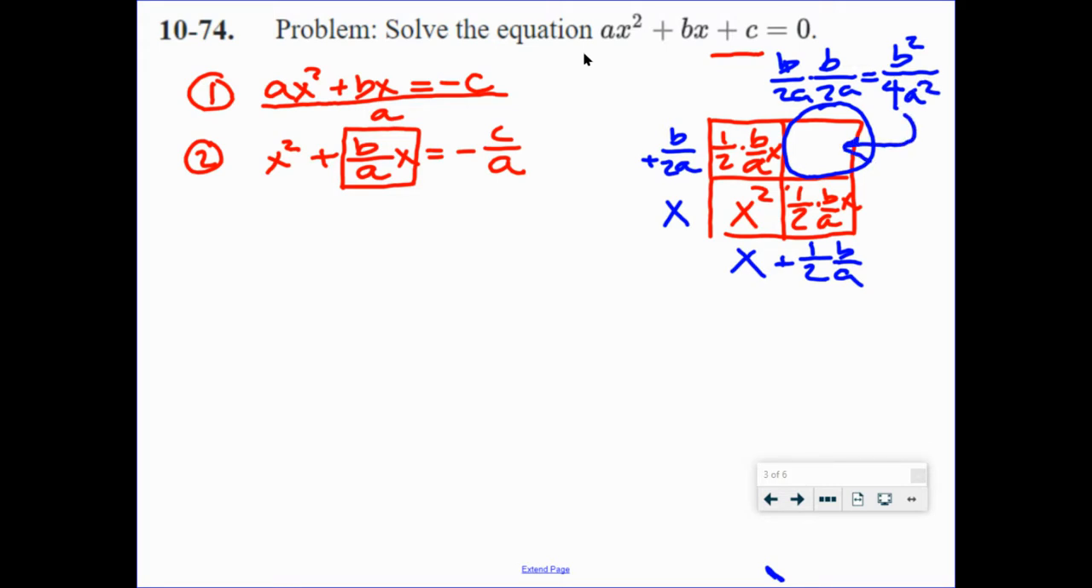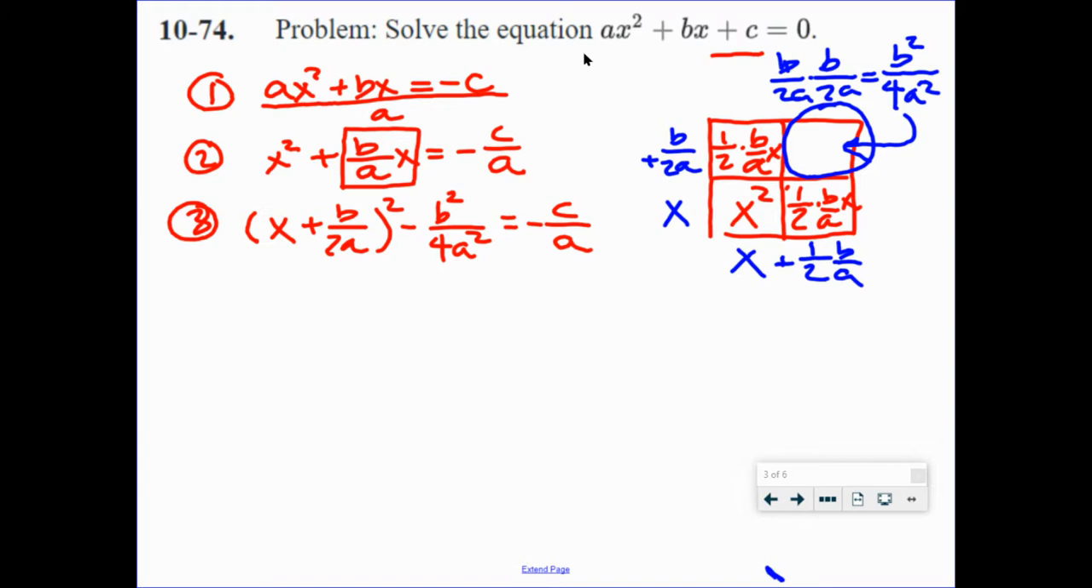So with that being said, when we complete the square, you should have x plus b over 2a quantity squared minus our b squared over 4a squared equals our negative c over a. All right.